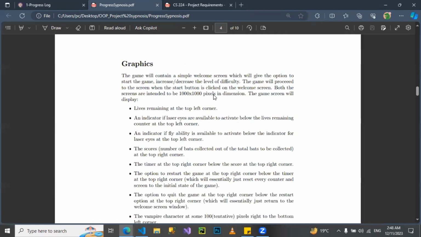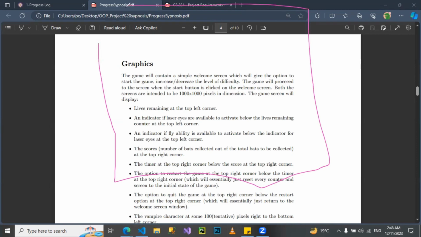This portion of the game description document describes the graphics of the game to us. We will be having just one window, which is going to be 1000 by 1000 in pixels. On that window, there are going to be two available screens: a start screen and a game screen. Both screens will have this dimension only.